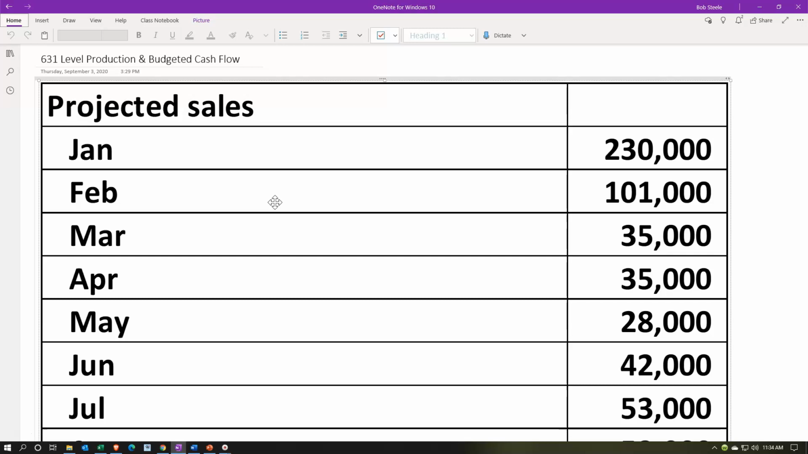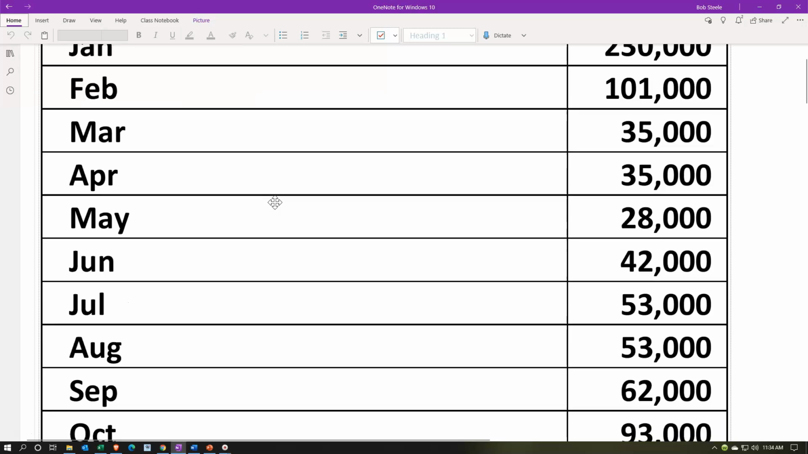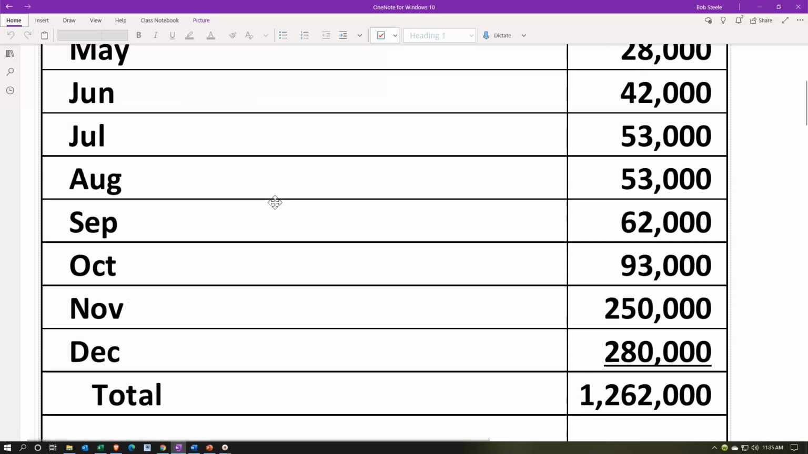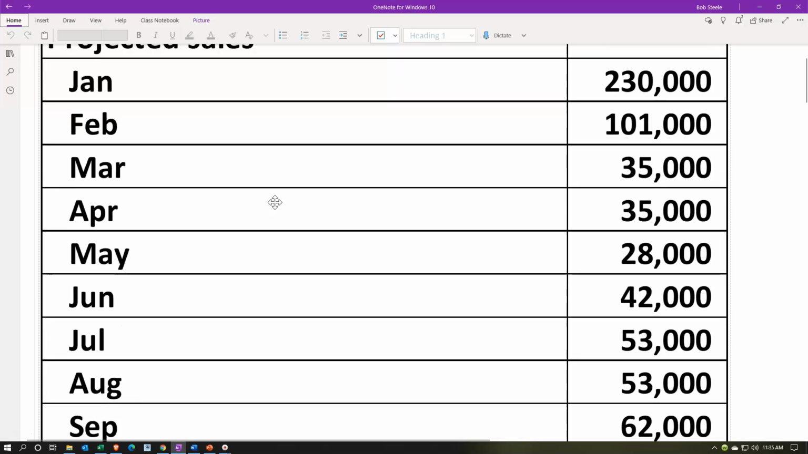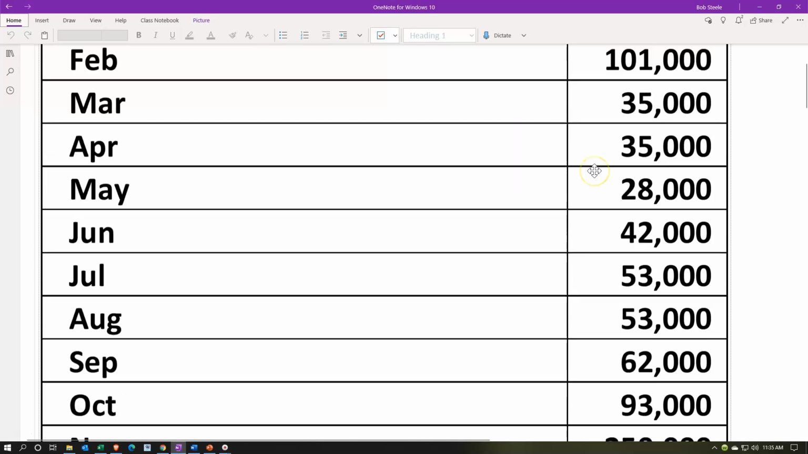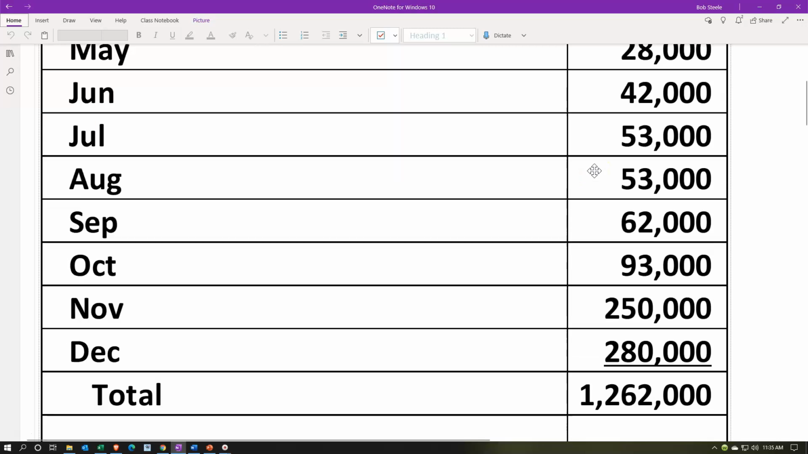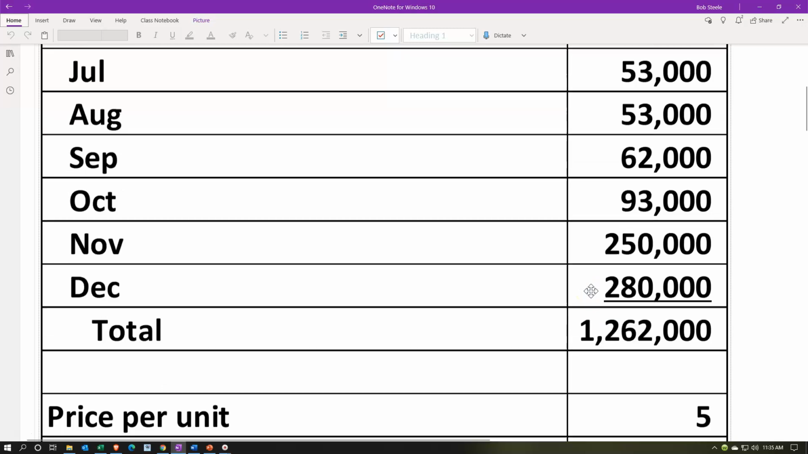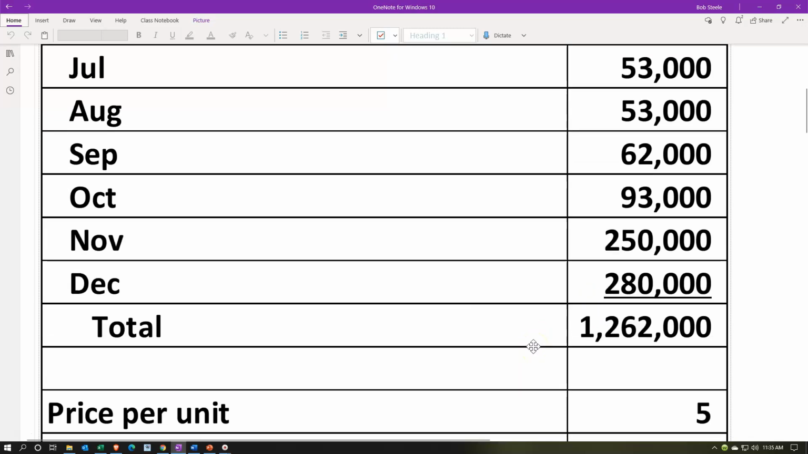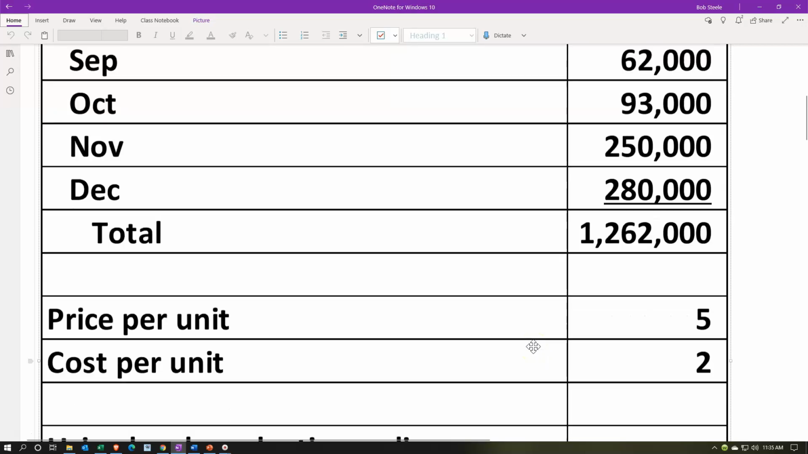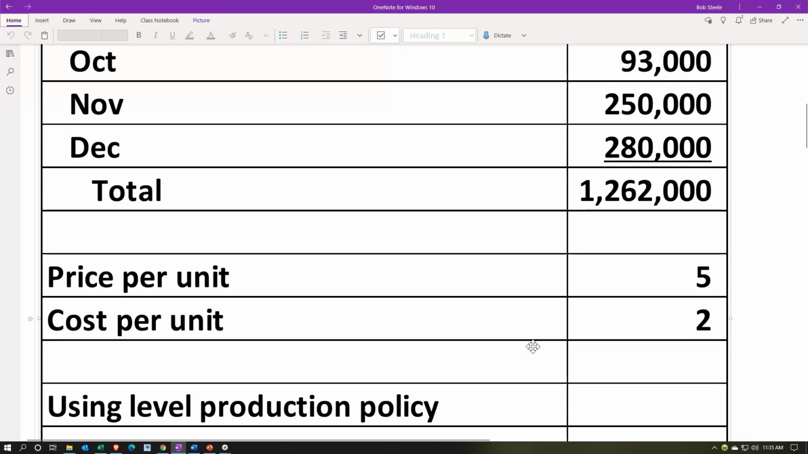So we first start off with our projected sales. You can see we have the sales for the entire year. We're going to be working through the entire year here. And you can see we have a seasonal kind of sales process where we have more sales in January and February. It dips down for quite some time until we get back in towards the end of the year here, and then we got a substantial increase in November and December. Total sales for the entire year, 1,262,000. We have the price per unit that we're going to sell, $5 per unit that we're selling.